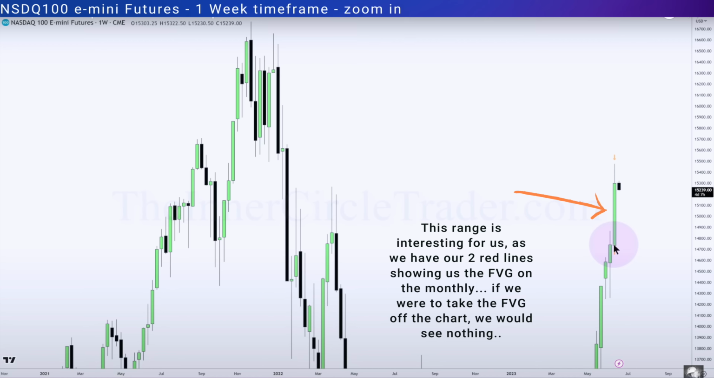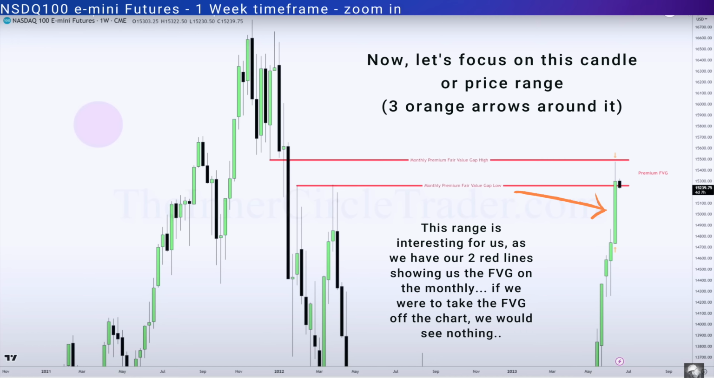If we do not look at the 1 month time frame and simply look at the price movements on the 1 week time frame, we're actually losing a lot of information. And that candle, as special as it was before, is now actually just another bullish candle. But when we put the fair value gap and we look at the 1 month time frame, we see something like that, and it's much, much more interesting.